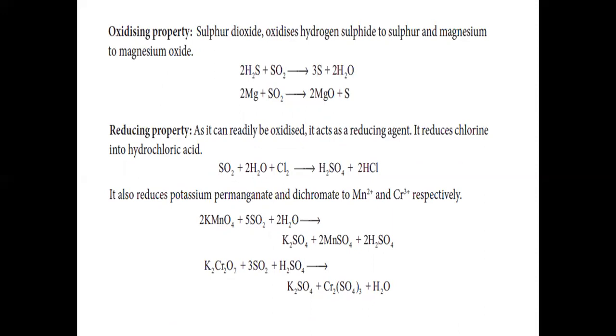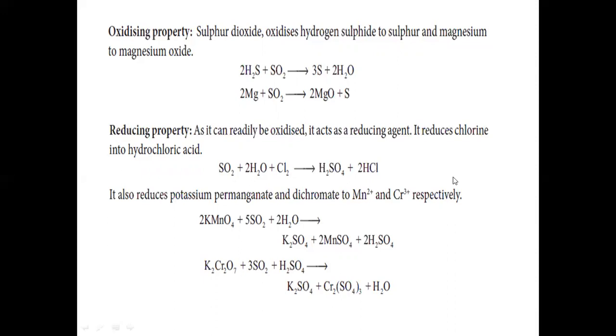So sulfur dioxide oxidizes hydrogen sulfide to sulfur and magnesium to magnesium oxide. Sulfur exists in the -2, +4, +6 and +2 oxidation states. When sulfur's oxidation number changes from +4 to +6, the oxidation number is increasing, so we call it oxidation. Suppose the sulfur oxidation number changes from +4 to +2, the oxidation number is decreasing, so we call it reduction.